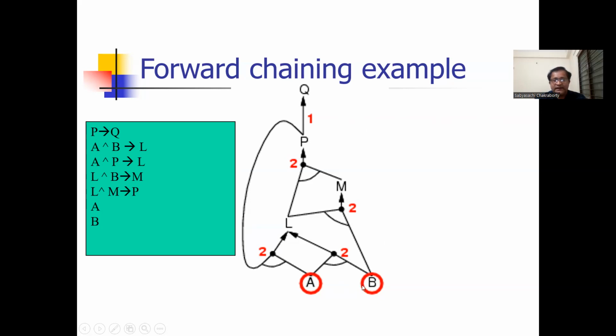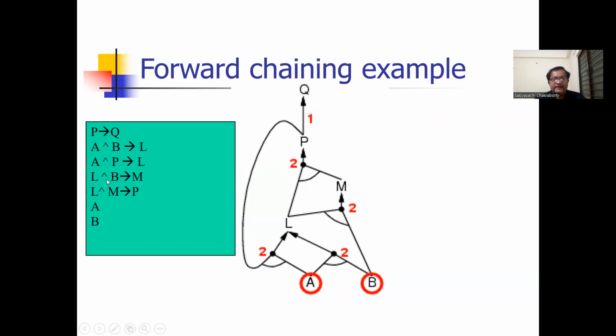So we have A and B connected with the AND operator, the AND connective, and leads to L. So A intersection B or A and B implies L. There are two literals on the left side. That's why we have marked as two. Similarly, we have A intersection P. So A and P, we are connecting through the intersection logical connective. And since there are two literals, variables on the left side, we have marked as two. That leads to L.